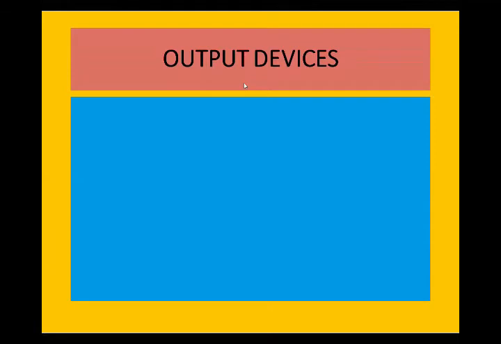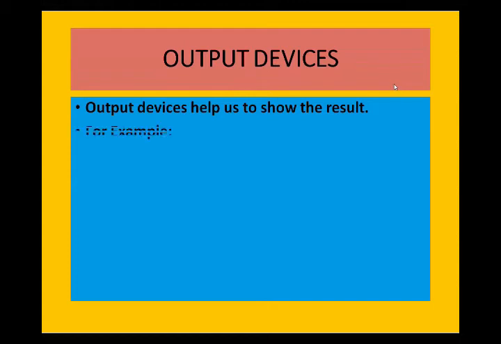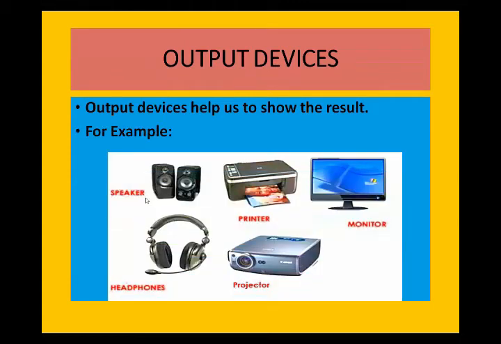Next are output devices. So what are output devices? Output devices help us to show the result. For example, speaker, printer, monitor, headphone, and projector. These are all output devices. We use these devices to show the result. So these are all output devices.